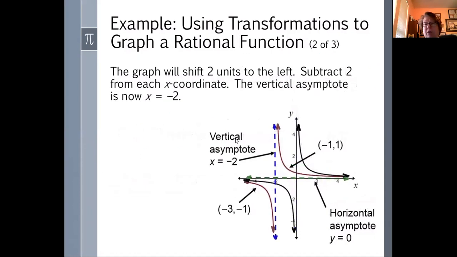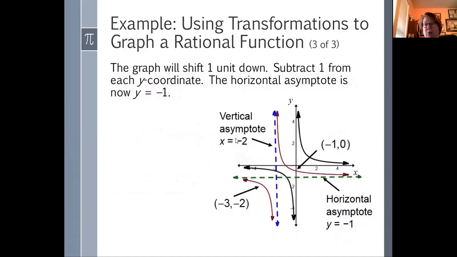The horizontal asymptote we haven't moved yet because we haven't done the vertical translation. But let's do that now. We're going to move this whole function down 1 unit. And when we move it down 1 unit, the horizontal asymptote also gets moved. So not only have we moved the vertical asymptote 2 units to the left, we've moved the horizontal asymptote 1 unit down. So now the horizontal asymptote is y equals negative 1.